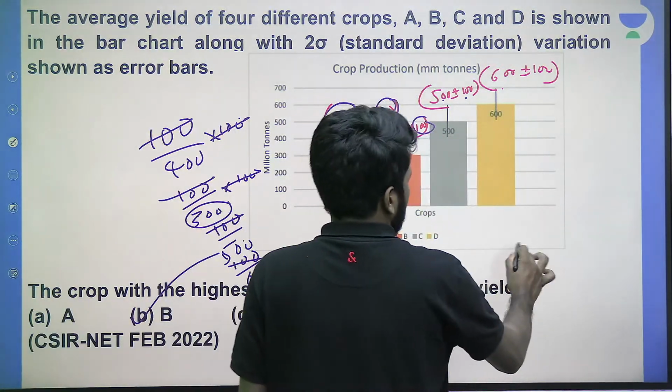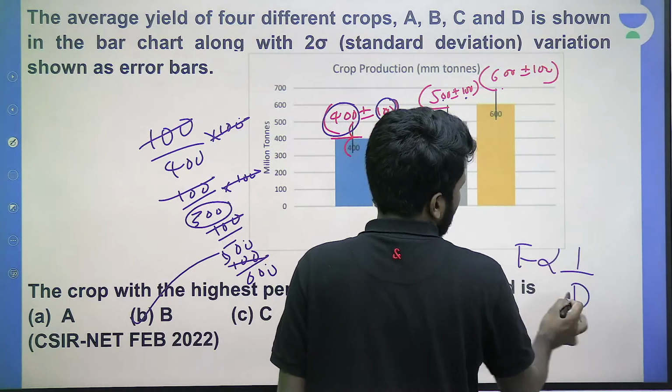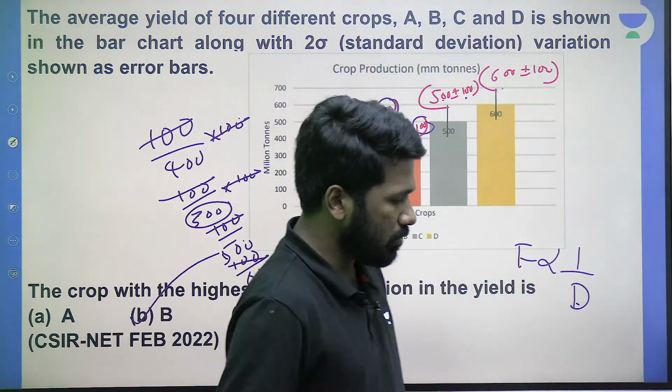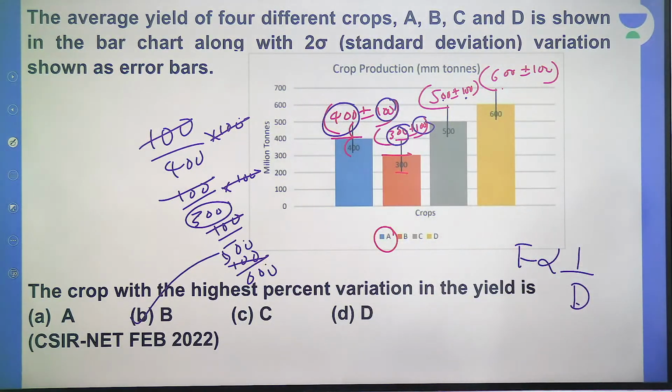Because a fraction is inversely proportional to its denominator, and directly proportional to its numerator, the value of a fraction. Hope all of you understood that much.